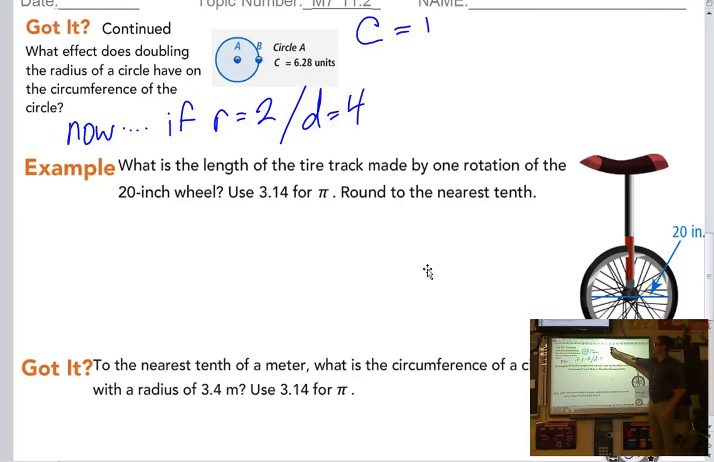So now my circumference, I can use formula pi times d, because I know the diameter, which will just be 4 times pi.